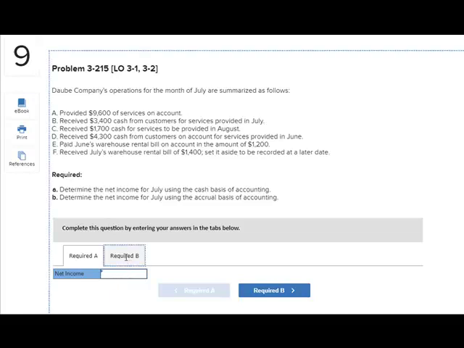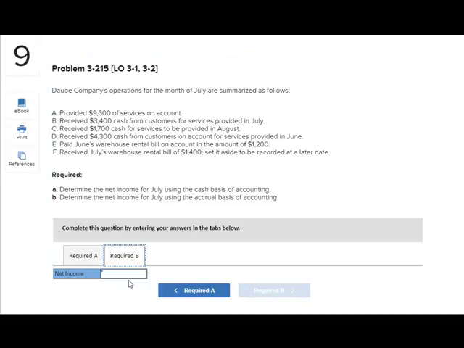So then for B, you're asked to figure out net income again, but this time using accrual basis accounting. So now it doesn't matter when we get the cash or when we pay the cash. What matters is when did we earn the revenues? When did we incur the expenses? So going back through the list again, here we provided services, and so we earned this revenue, and we would need to include it in our accrual basis net income.